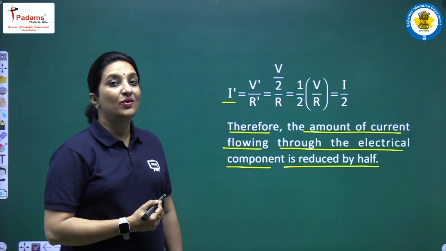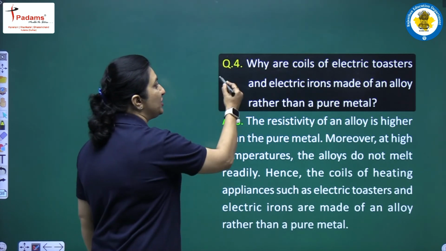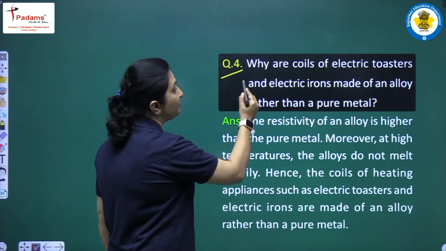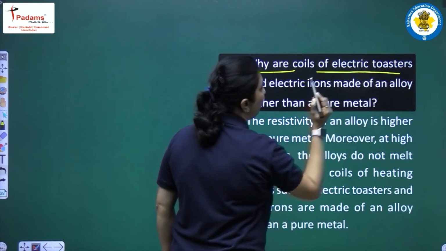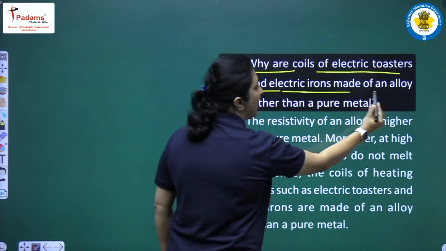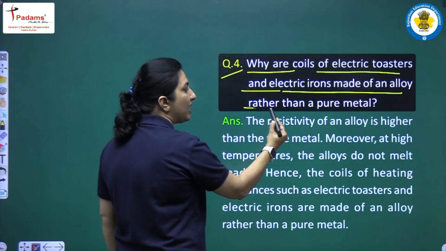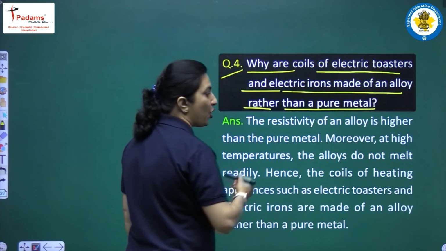Right, students? Now let's see the next question, which is question number 4. Why are coils of electric toasters and electric irons made of an alloy rather than a pure metal?